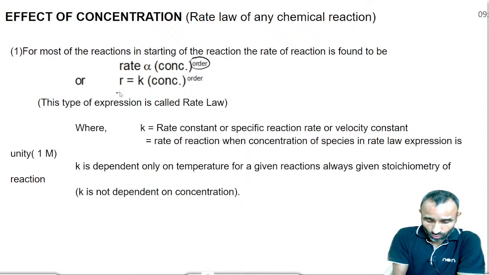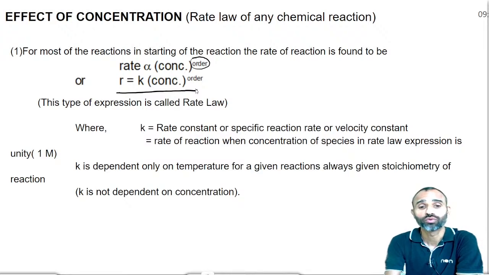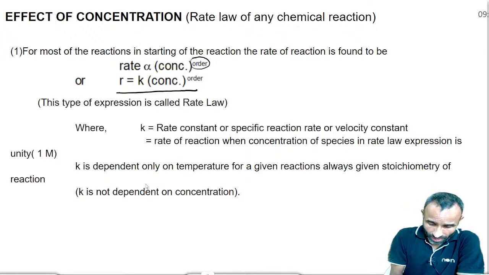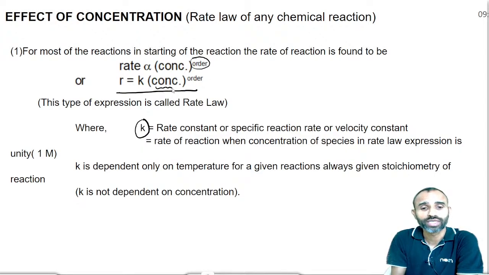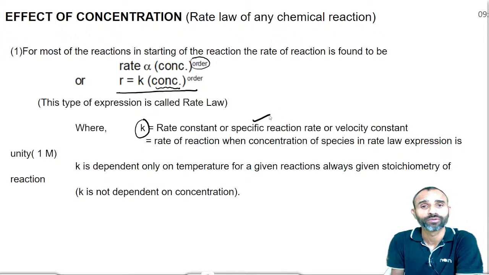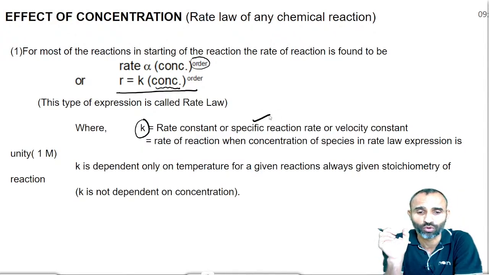Rate is equal to rate constant times concentration of reactant raised to the power order, and this is called the rate law, where K is the rate constant or specific reaction rate, also called velocity constant, and this K is the rate of reaction when concentration is taken as unity. When we take concentration as 1 molar, then the rate of reaction is called the rate constant. That's why it is called specific reaction rate. We specify the concentration as 1 molar.